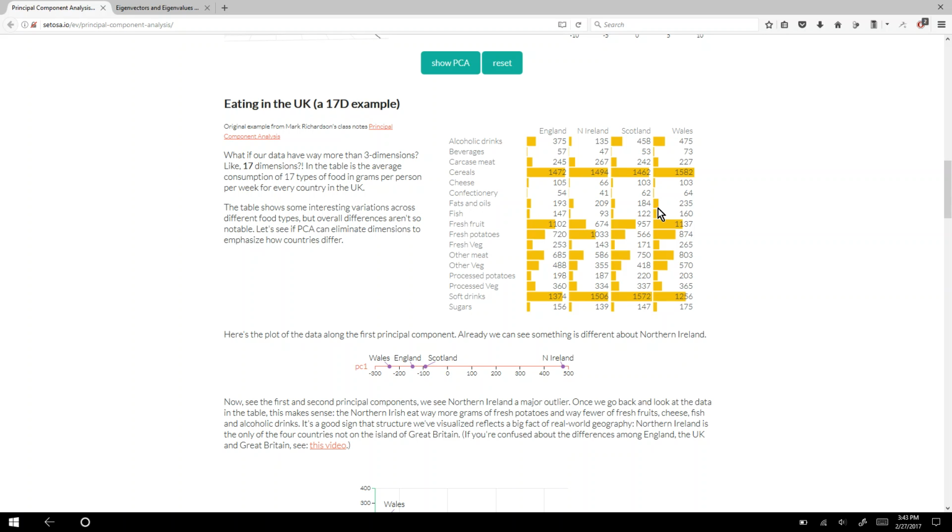If we look at these two things, this one here is fruit and this one's potatoes. England, Scotland, and Wales all eat more fruits than potatoes, but in Ireland they eat more potatoes than fruit. That aspect of variation is what separates our groupings in the first principal component, and so that gets captured here.